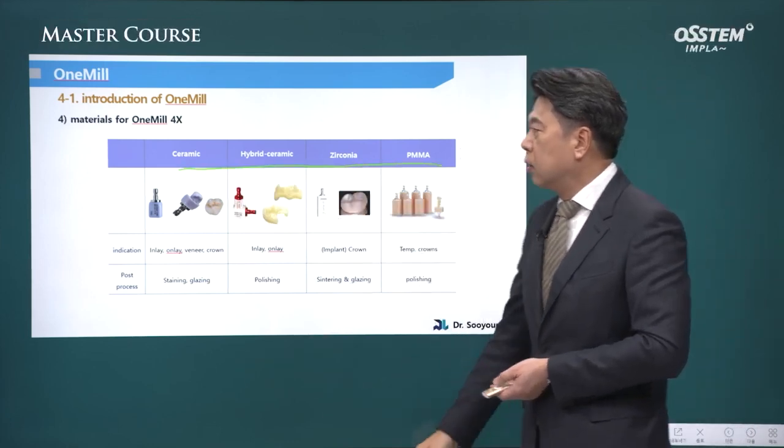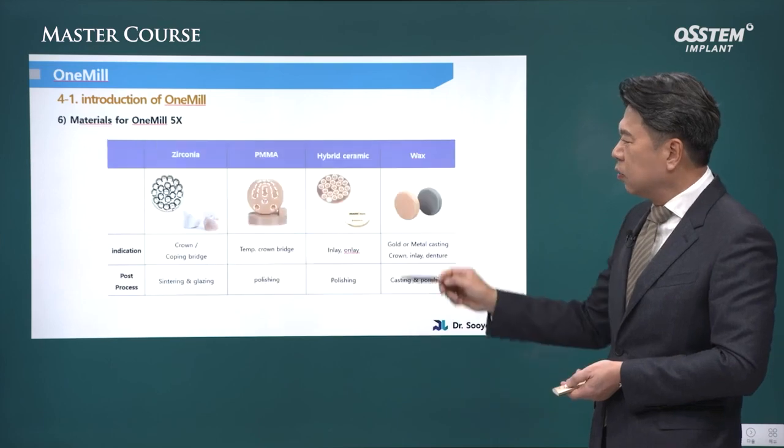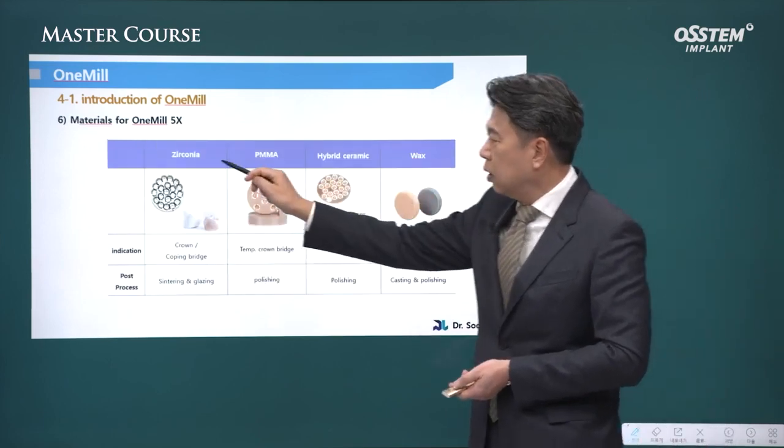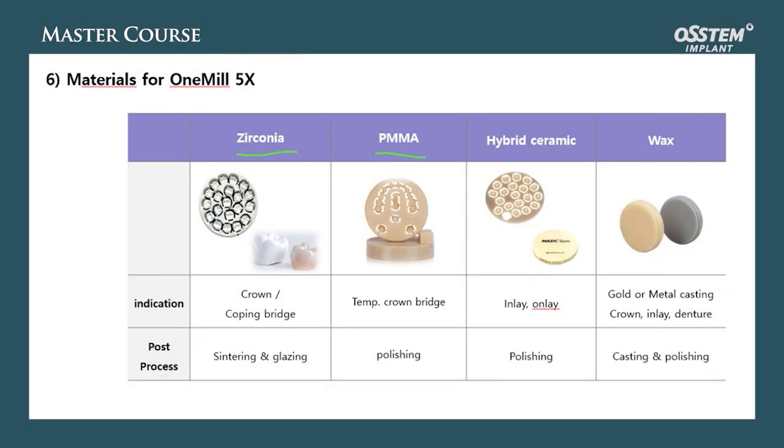For the 5-axis machine, discs are used. Zirconia and PMMA are used quite a lot, and also hybrid ceramic and wax for testing.